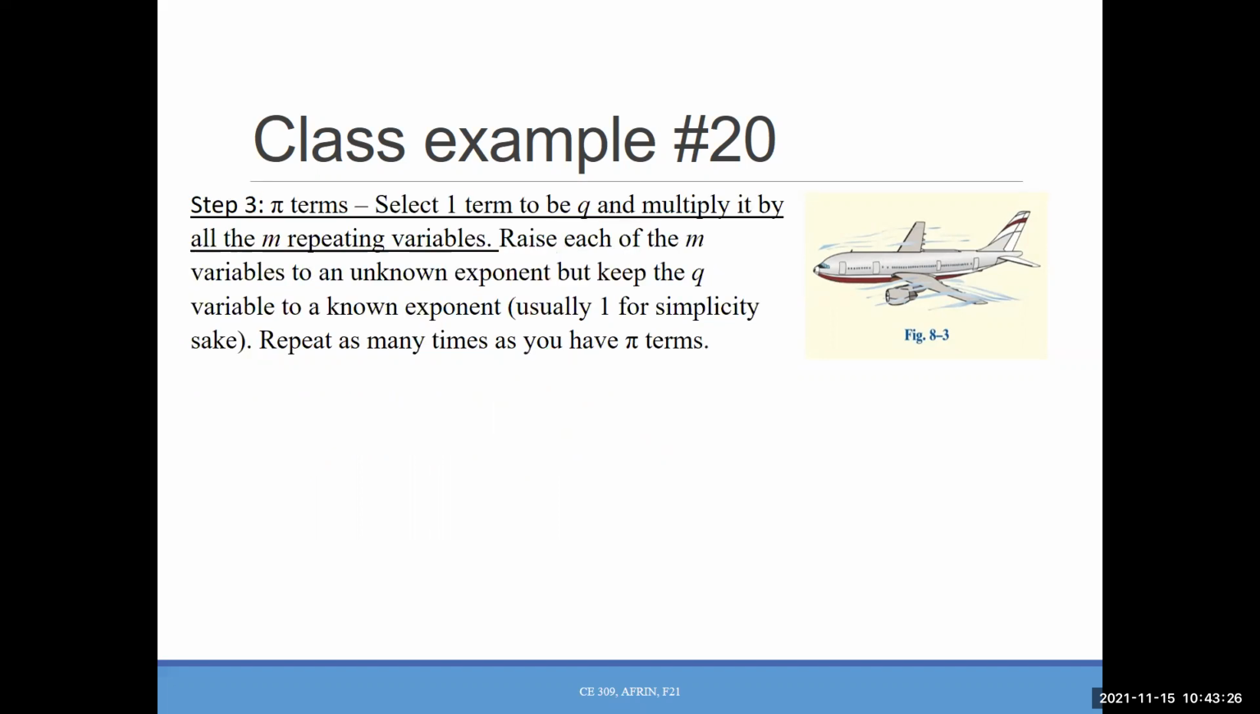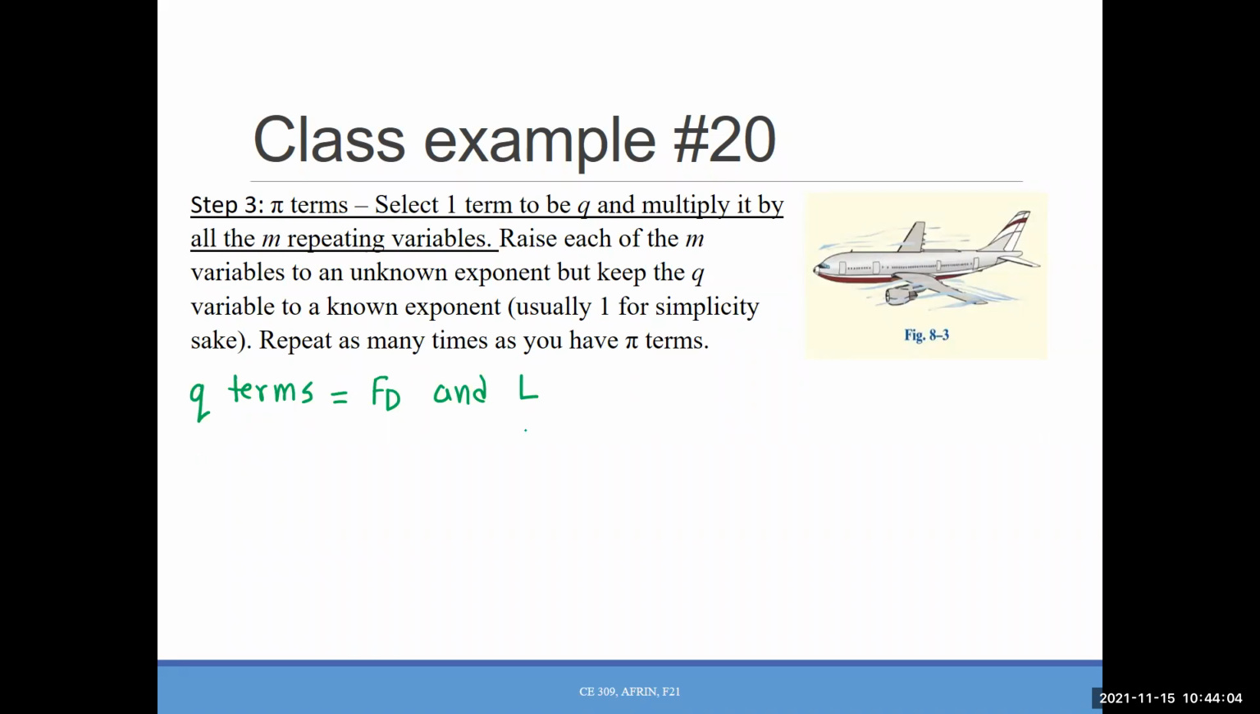We don't need that. Step 3. Select one term to be Q and multiply it by all the M repeating variables. Out of those 5, we considered 3 as repeating variables. So the rest 2 we will consider as Q terms. So which are the variables we didn't consider as repeating variables? One is FD, I know. And what was the length, right? Okay, so those are the Q terms.